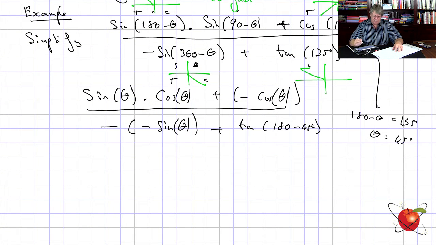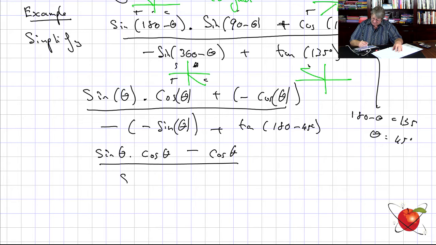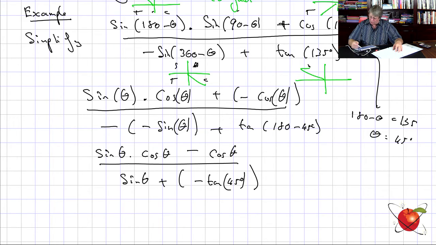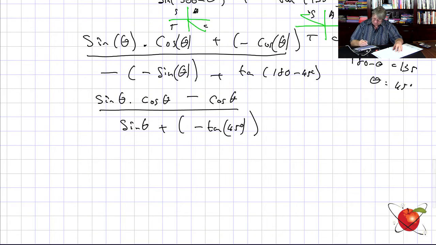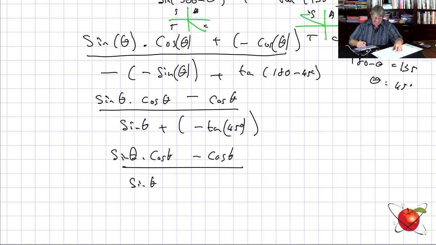Can you see I didn't do half a dozen steps at once here? Sine theta, cos theta. Let's go. Sine theta, cos theta, minus cos theta, all over: minus times a minus is sine theta, and that comes down to plus, and it comes to be minus tan of 45 degrees. Why minus tan? Because I'm in quadrant 2, and in quadrant 2 tan is negative. Therefore, I can now remove the brackets of the bottom one. So I've got sine theta times cos theta minus cos theta over sine theta minus tan 45.